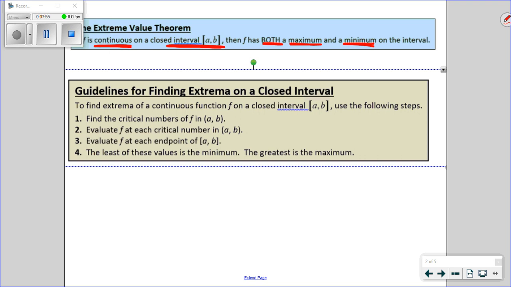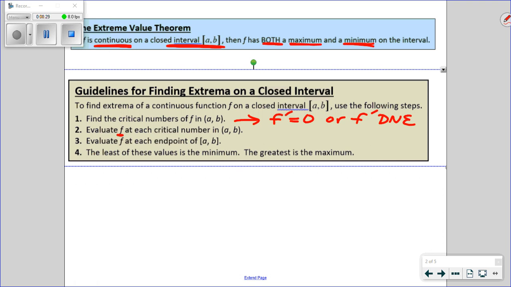So the first step is to find the critical numbers. And remember, we've talked about that in the past. Find your critical numbers. Critical numbers are where f prime is equal to 0 or where f prime does not exist. Then we're going to evaluate f. So this is where you're actually going to find those values of x, but then plug them into the original function, okay?